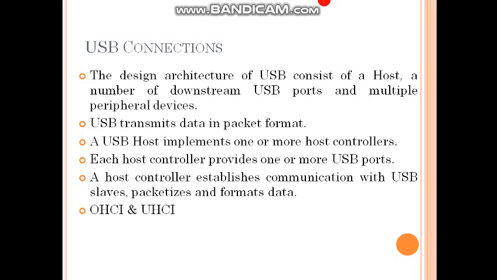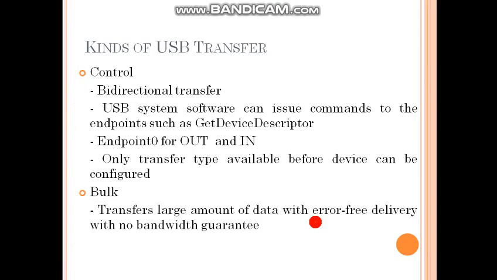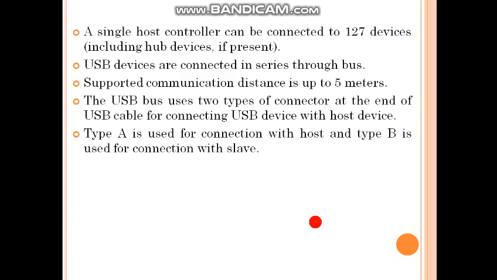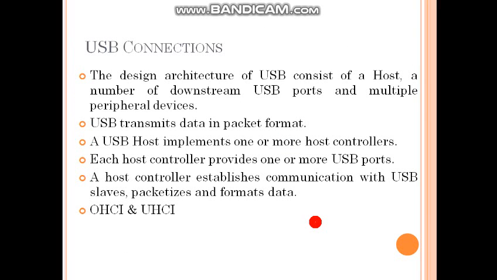Then we can look at the USB connections. If you observe the design architecture of USB, it consists of the host, a number of downstream USB ports and multiple peripheral devices. USB transmits the data in a packet format. A USB host implements one or more host controllers. Each host controller provides one or more USB ports. A host controller establishes the communication with the USB slave and packetizes and formats the data.